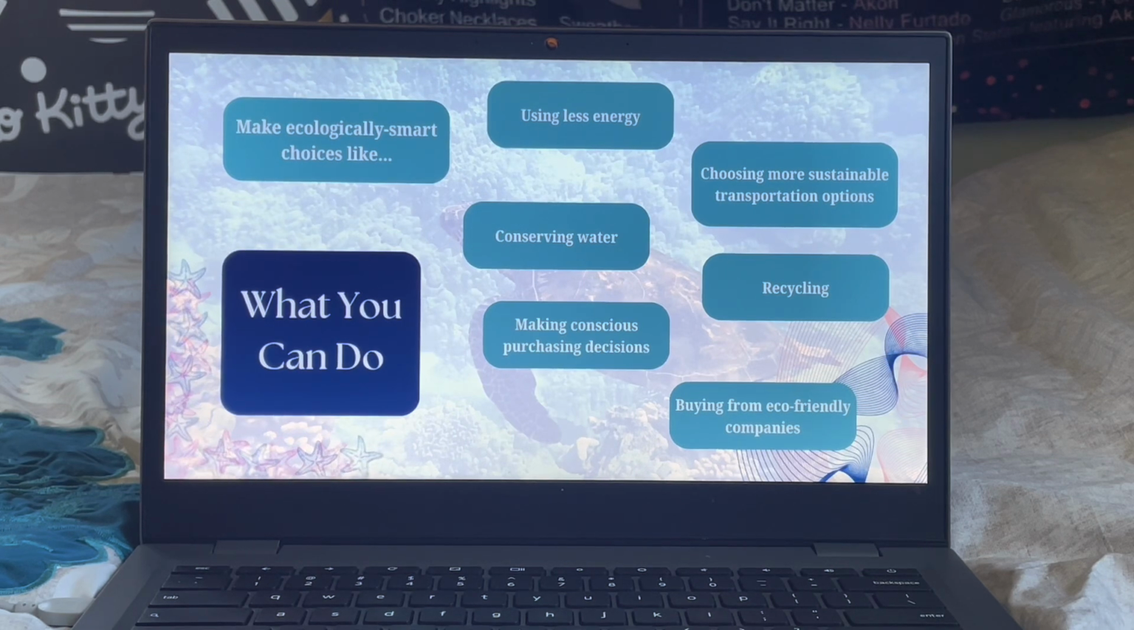This leads to the next point of buying eco-friendly products from vegan and environmentally friendly companies. This plays a big part in waste reduction.